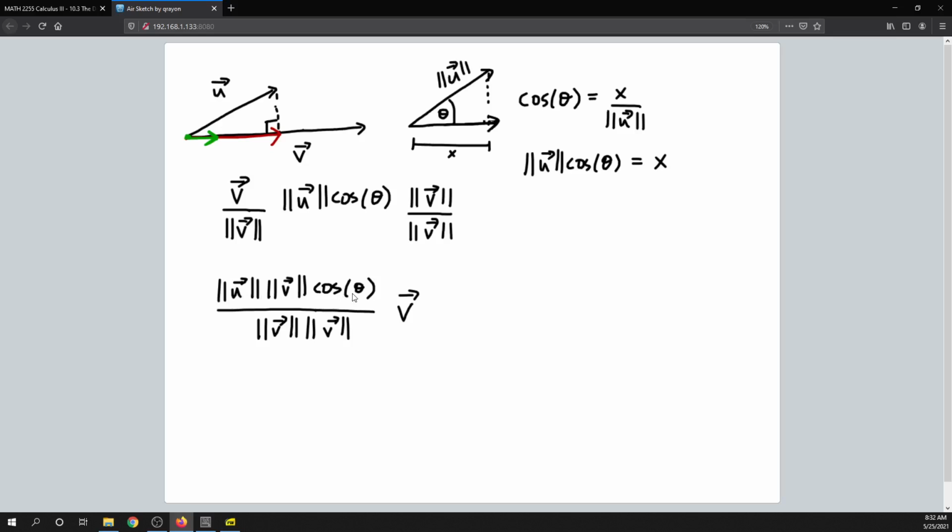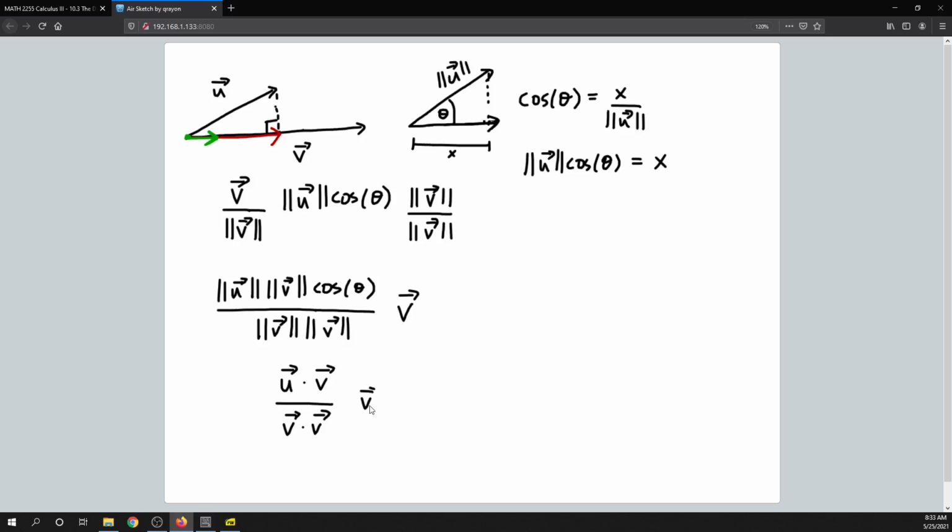This is just how we define the dot product of u and v: magnitude of u times the magnitude of v times cosine theta. And so we can just write that top part as the dot product of u and v. And that's nice because then we don't have to worry about finding the angle between the two vectors to calculate this orthogonal projection. All we need are the components. And then down here I have the magnitude of v times itself. That's the magnitude of v squared, right? And remember we said that is also the dot product of v with itself.